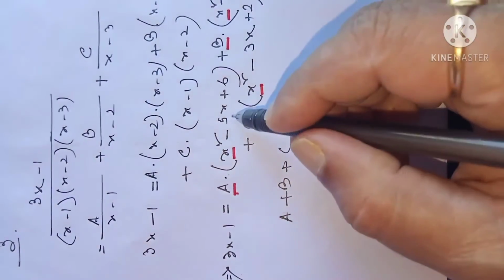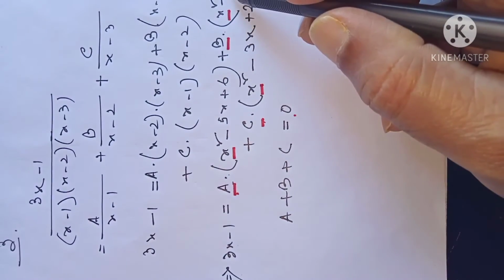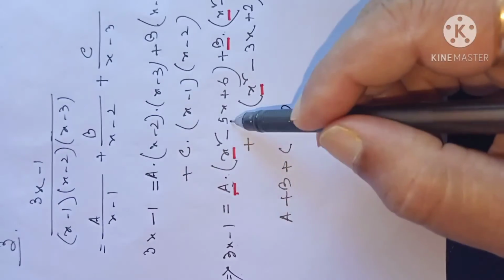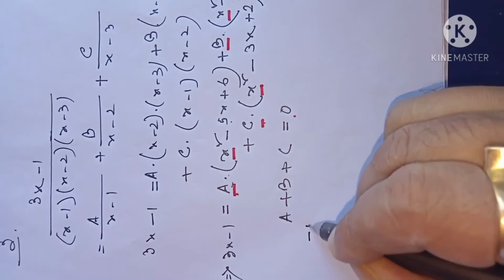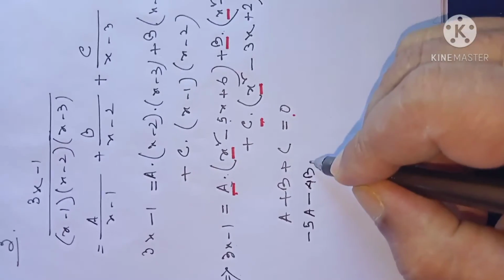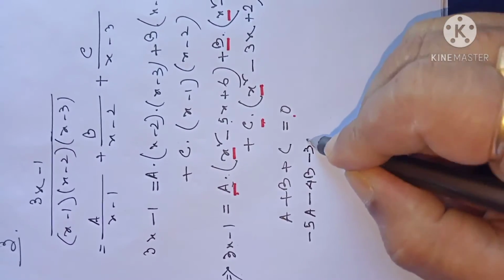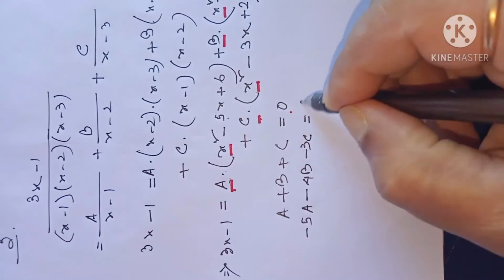Now for x, here minus 5a, minus 4b, minus 3c is equal to this coefficient. What is that coefficient? 3.